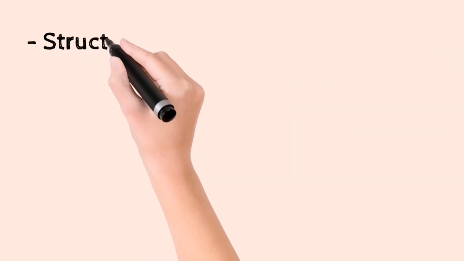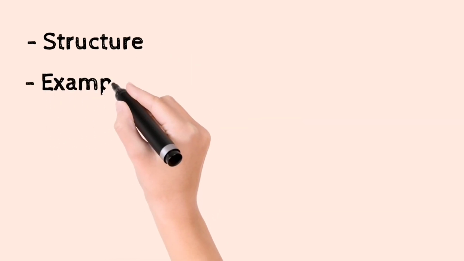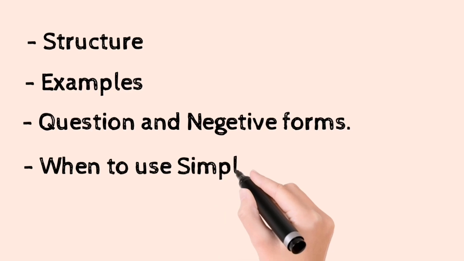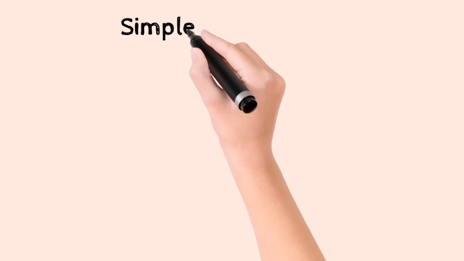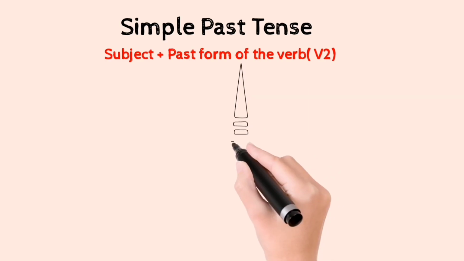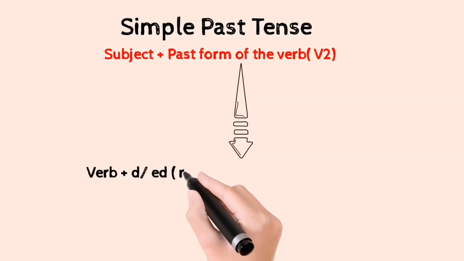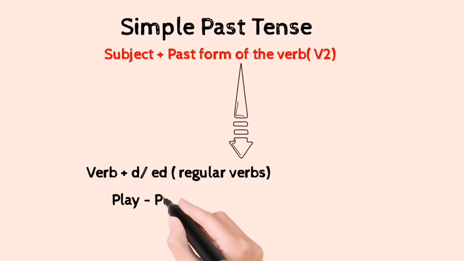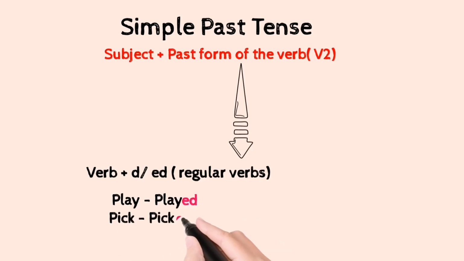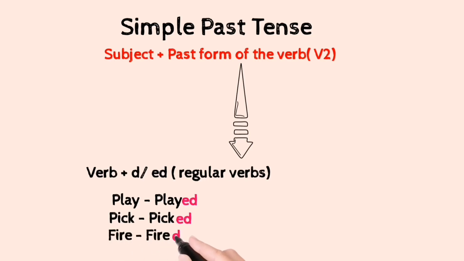Today let's learn simple past tense, its structure, examples, question and negative forms, and when to use simple past tense. The structure of a sentence in simple past tense is subject plus past form of the verb, or V2 form of the verb. Past form of the verb can be formed by adding a D or ED in regular verbs.